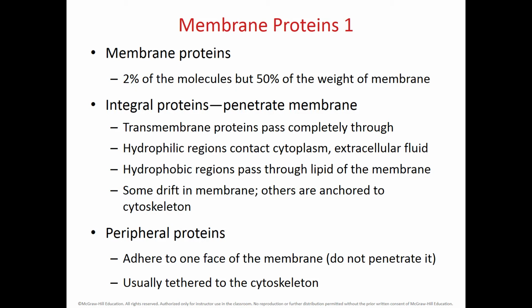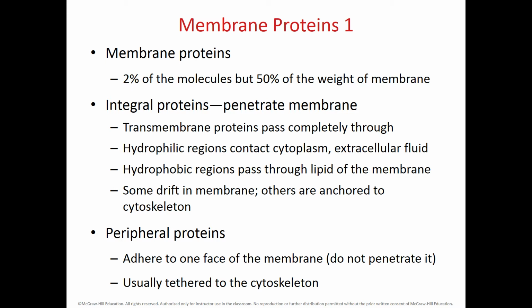Now let's talk about the details of the membrane proteins. The membrane proteins make up only 2% of the plasma membrane molecules, but they make up 50% of the weight of the membrane. Why? Because the proteins have a greater molecular weight than the lipids. Now we have a major classification of these proteins.